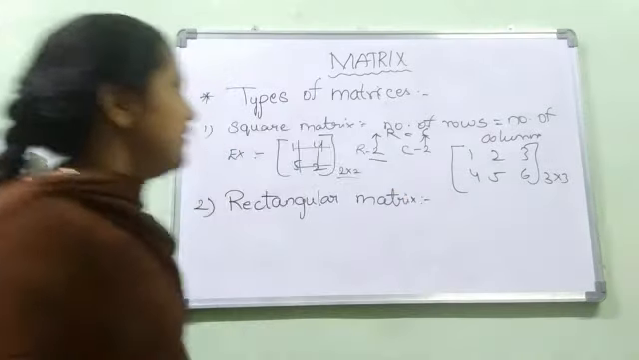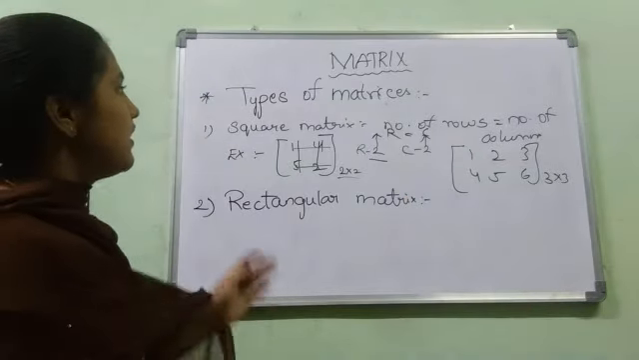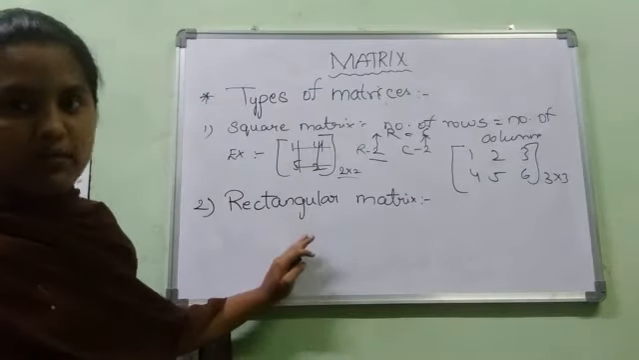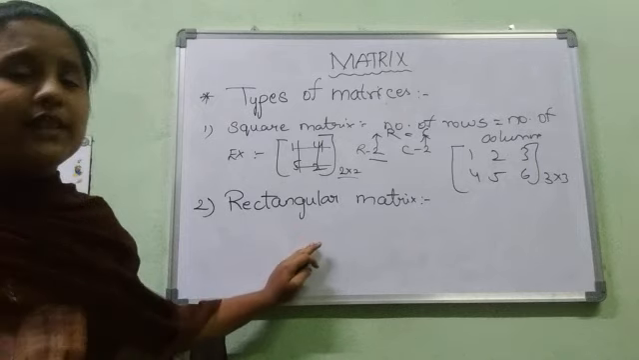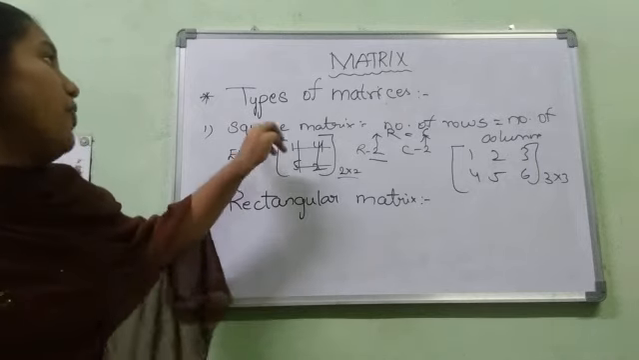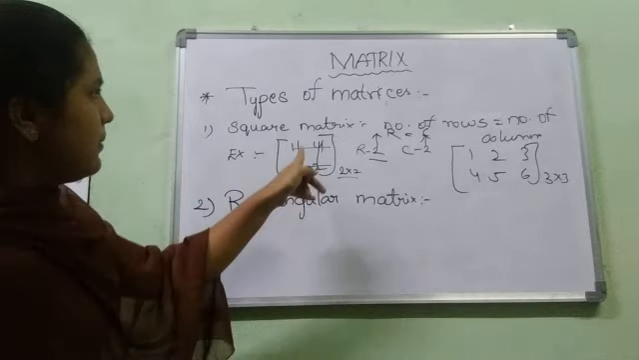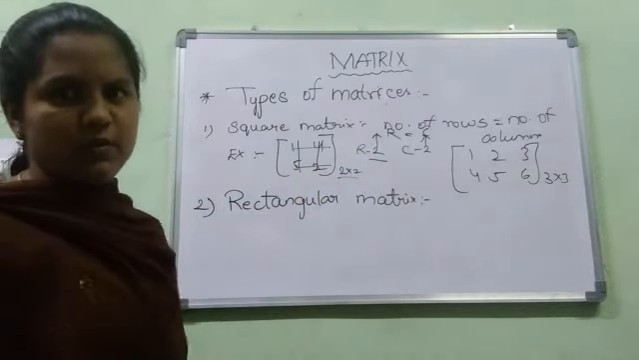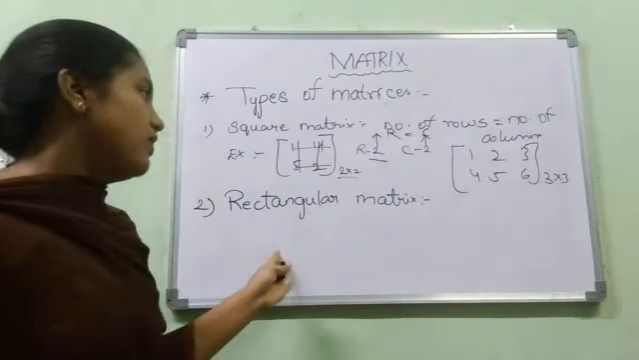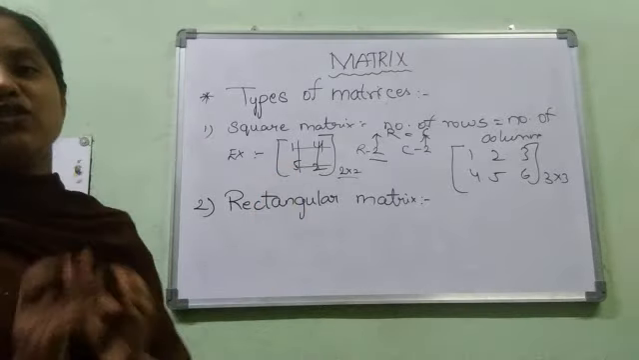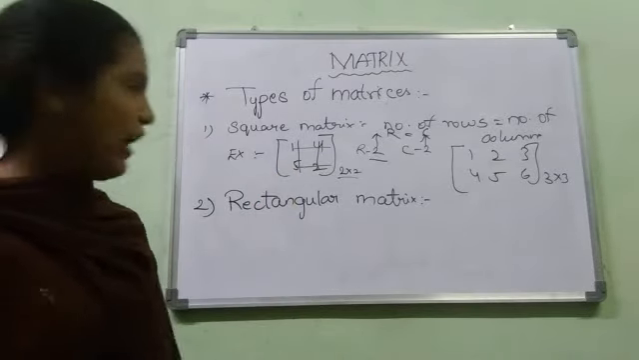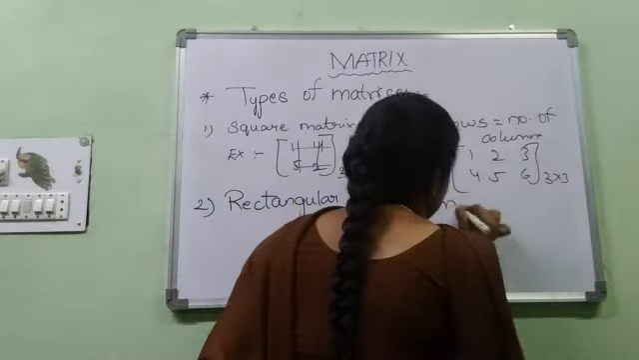Rectangular matrix. By square matrix, you can say what is rectangular matrix. The simple thing I'll say is the opposite of square matrix is rectangular matrix. So what is square matrix? Number of rows is equal to number of columns. Then the rectangular matrix will be number of rows is not equal to number of columns, right? You have understood. So write it here.